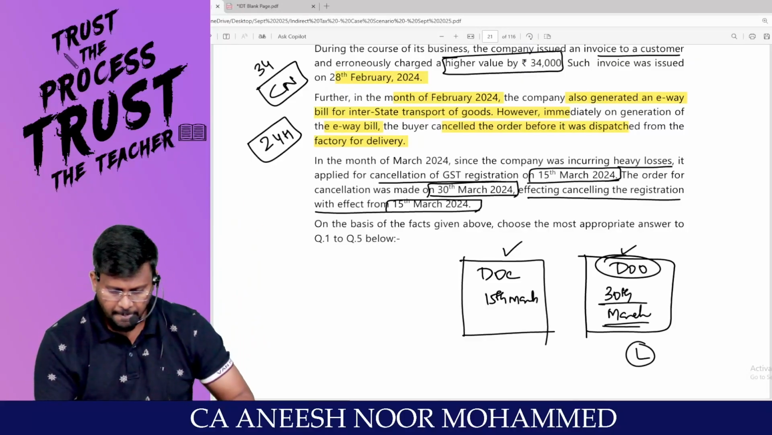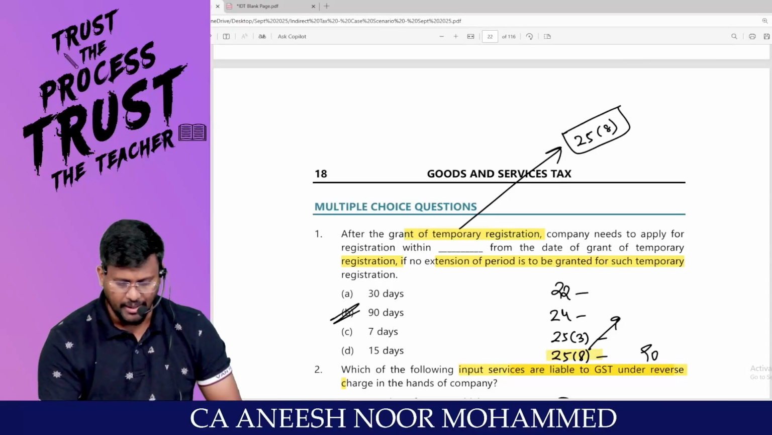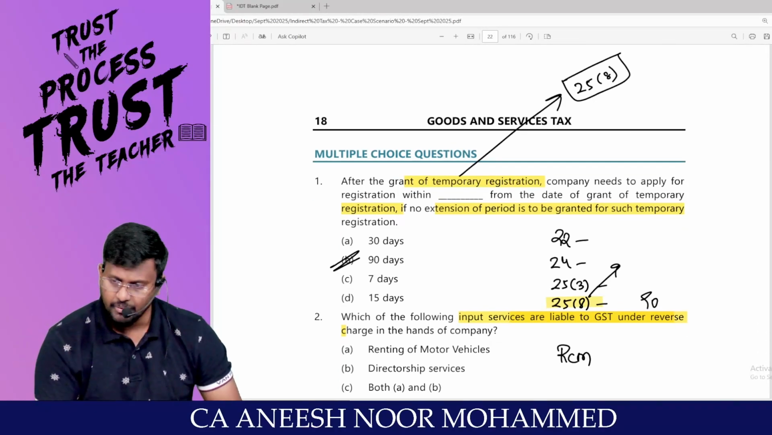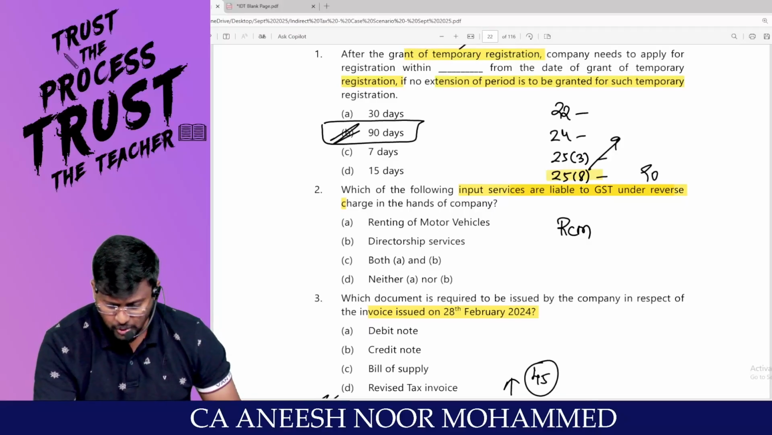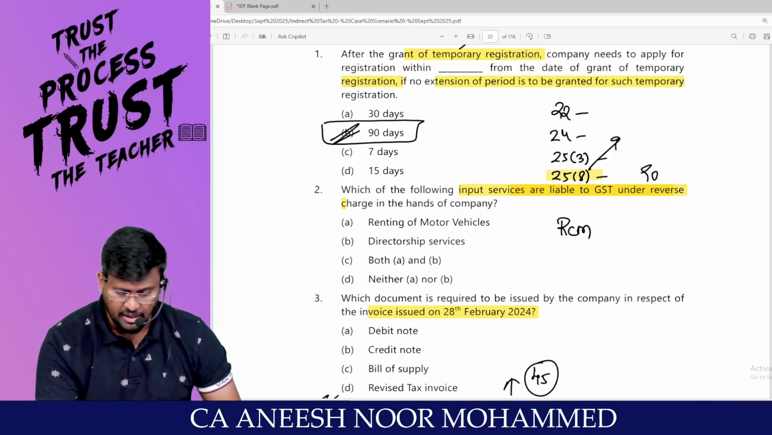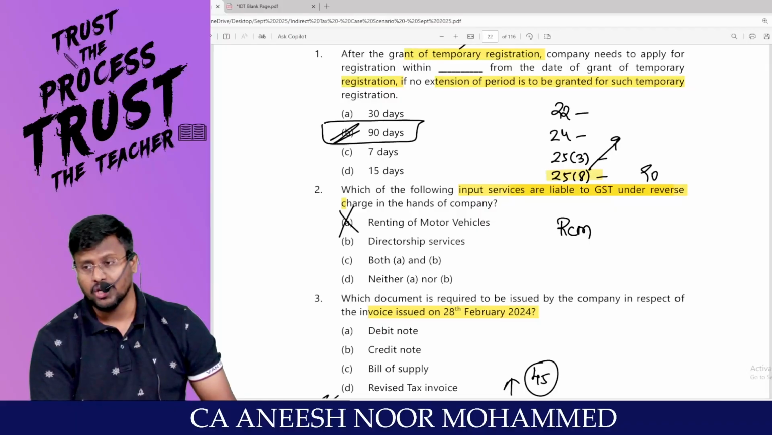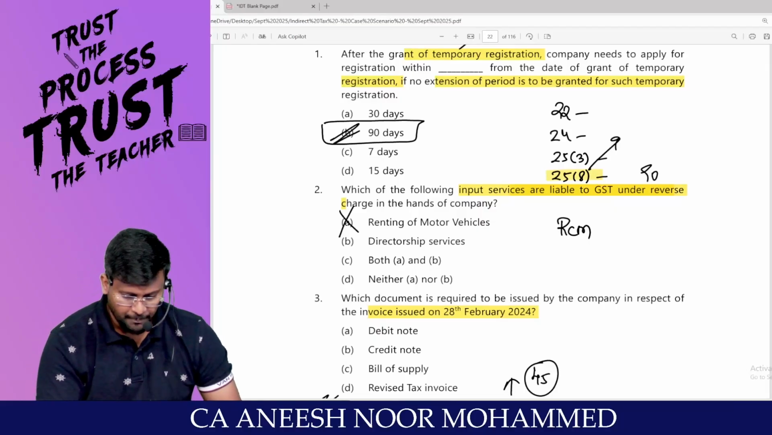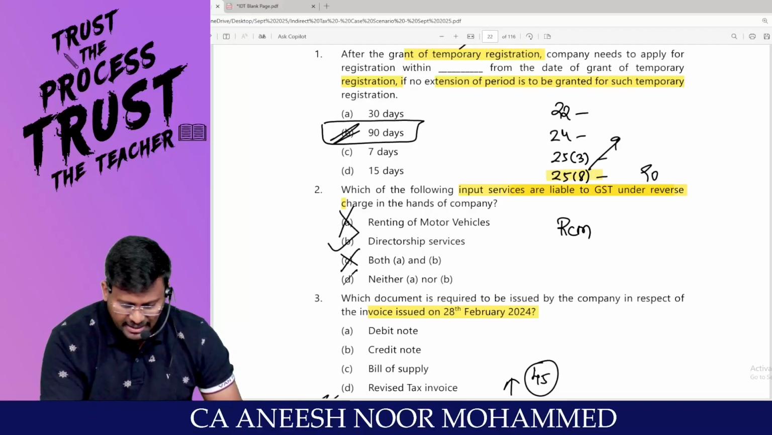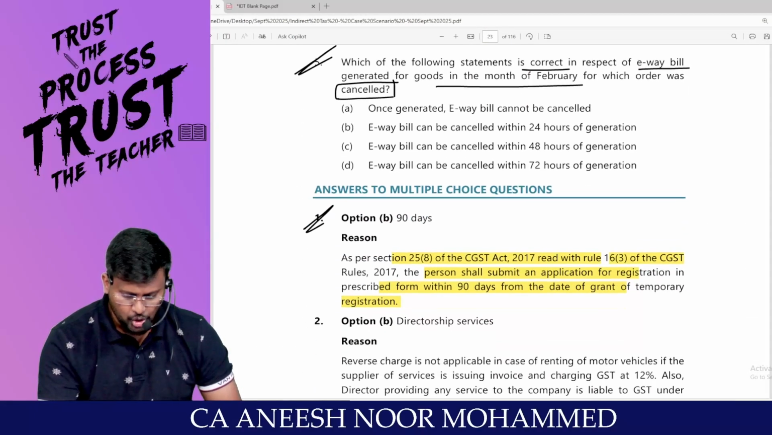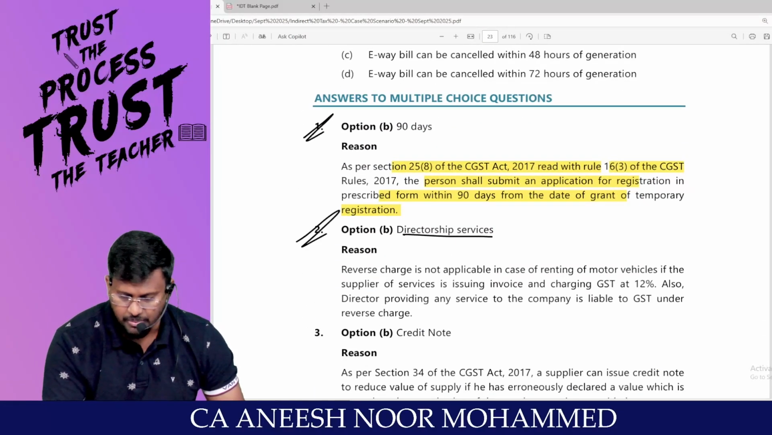Are you all really with me? Yes, sir. On the basis of this, we are going to answer it. After the grant of temporary registration, we have completed how many days? 90 days. Which of the following input services are liable to GST under reverse charge? Renting of motor car? No, because it has been provided by a body corporate. Directorship services? Yes. Both A and B? No. Neither A nor B? No. So for the second part, B should be the right answer. Yes, directorship service is the right answer.